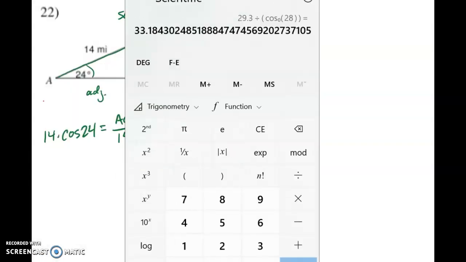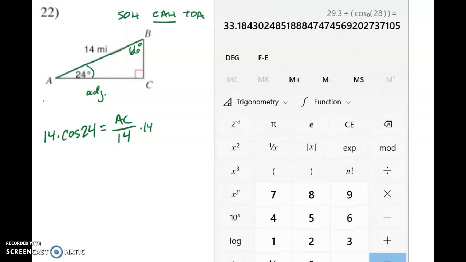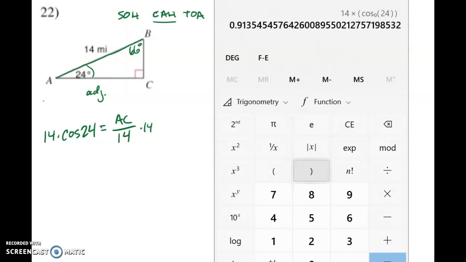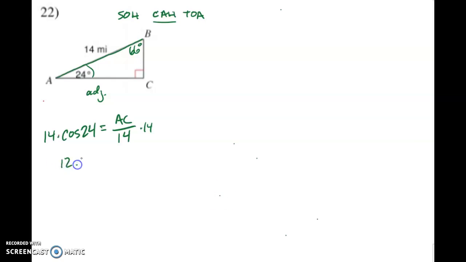Pull out my calculator. 14 times, use your parentheses, enter the angle first, so 24, and we want the cosine of that angle. Close your parentheses, check your syntax up here. We got 14 times the cosine of 24, which is exactly what I want. Gives me about 12.79 rounded. 12.79 is about what AC is equal to. Again, that's rounded, so try not to use that in other calculations. All right, so we got AC here. And we need to go after BC now.